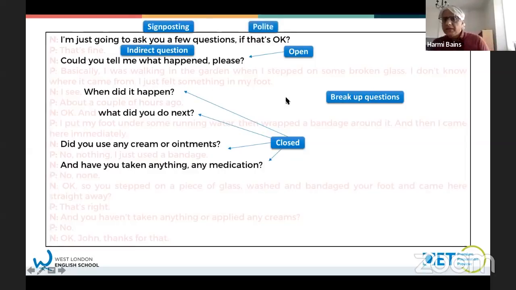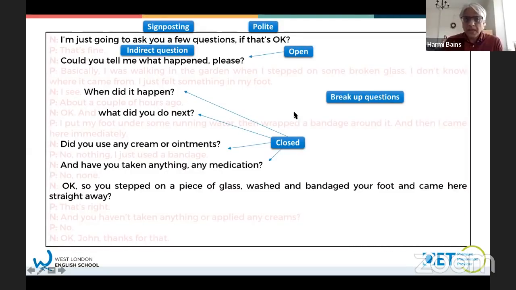If that's okay as well, being polite all the time. You want to be polite with your patient. And also at the bottom, you'll notice the nurse said something. She actually paraphrased back to the patient. So again, this is really important. If your patient gives you important information, you might want to paraphrase back to them, so you're clear in your mind that you've understood the patient and they know that you have understood them. So there's a lot of good stuff going on here.